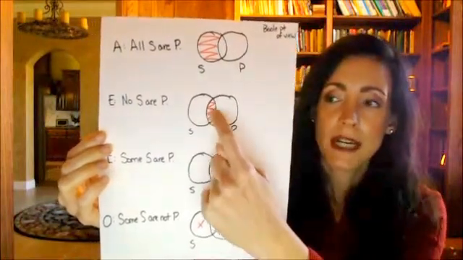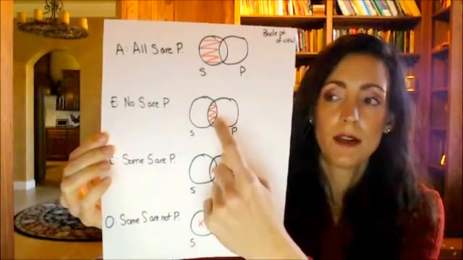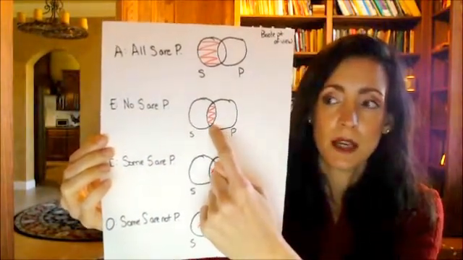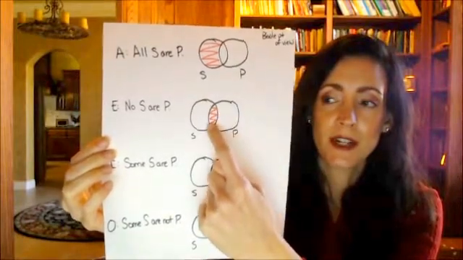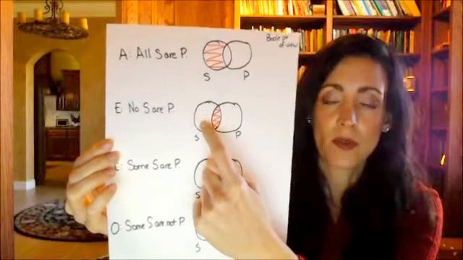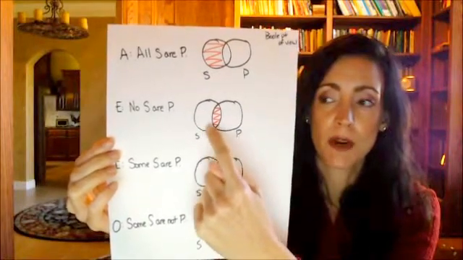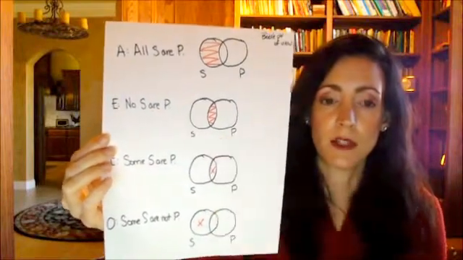So the shading is going to go right here, and it's shading because no is a universal principle. Shading implies emptiness. And if no S or P, this area has to be empty. So I'm saying no S or P. All the S's are over here because they are separate from the P group. This is the only way to express this statement, with this Venn diagram.